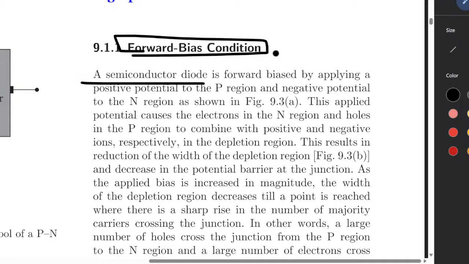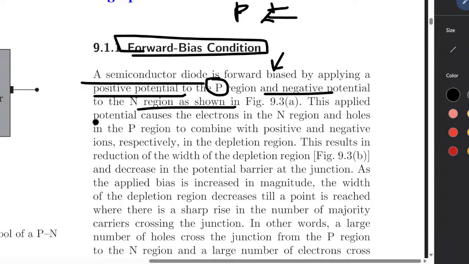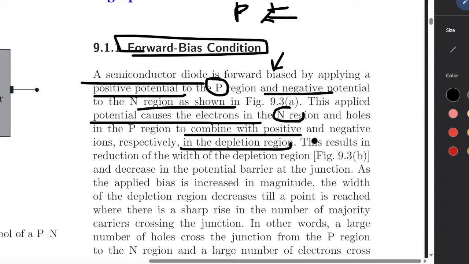A semiconductor diode is forward biased by applying a positive potential on the P side. On the hole side, we apply positive potential, and negative to the N side region. This applied potential causes electrons in the N region and holes in the P region to combine with the positive and negative ions respectively in the depletion region. This results in the reduction of the depletion width and a decrease in the potential barrier in the junction.